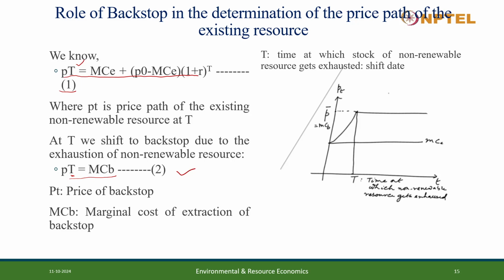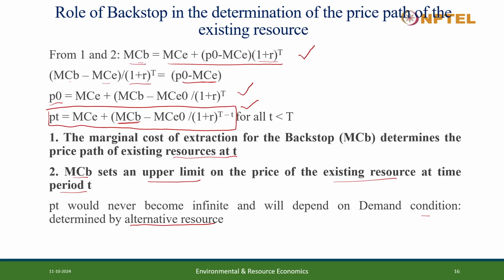So when these two are equal, we are equating 1 and 2, and we have derived price at time t as a function of marginal cost of backstop. After arranging all this, we have derived the equation, and we have summarized two inferences.